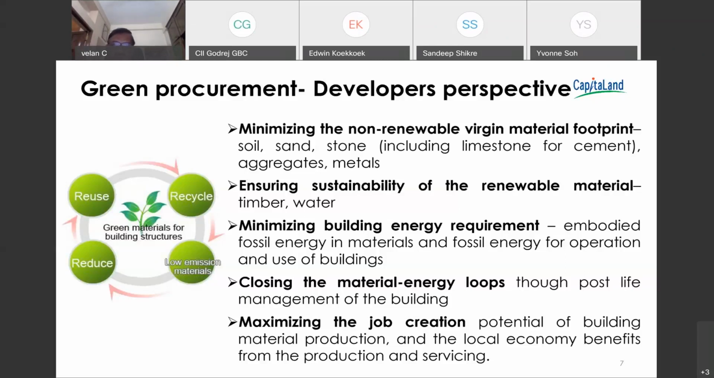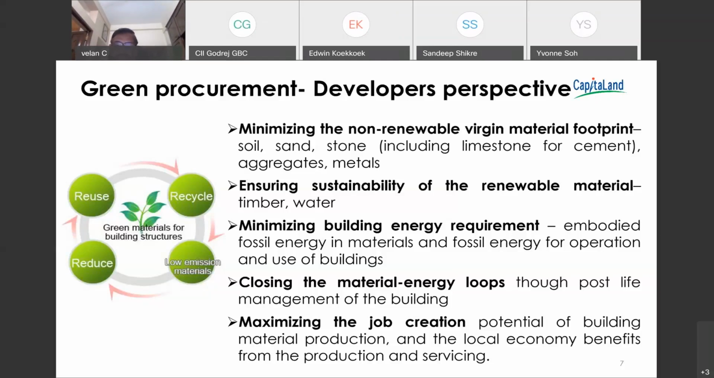If you look at what we are looking at: minimizing non-renewable building materials like sand and stone, we want to minimize their consumption. We also ensure renewable, reusable timber and recycling of water. Another factor is minimizing building energy requirement, which is one of the critical factors, and it includes the use of renewable energy. The next, very interesting one, is closing the material energy loops. It means that once the building's life cycle is over, how to recycle and reuse the materials after demolition is also critically evaluated by the various developers.